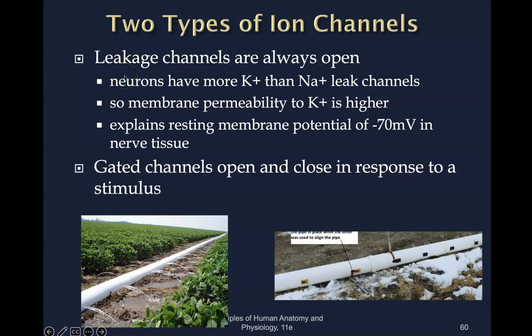We have leakage channels, which are like what you picture here, water leaking out of a faucet. They're always open, and they're usually specific to a certain ion, allowing that ion to leak through. Your neurons have both potassium and sodium leak channels. Some of those leak channels are specific to leaking potassium out, and some are specific to leaking sodium out.